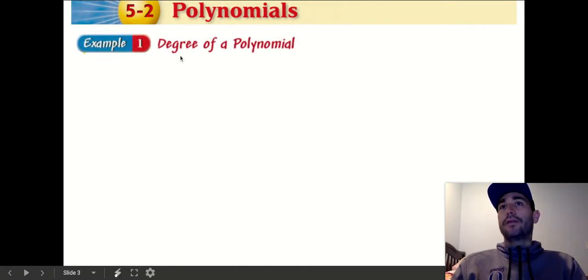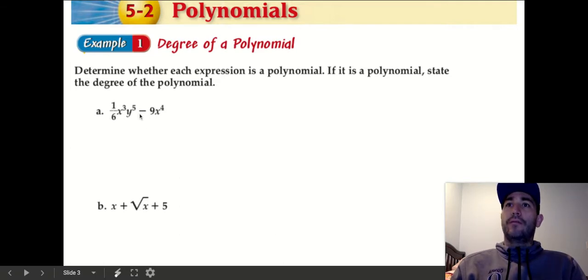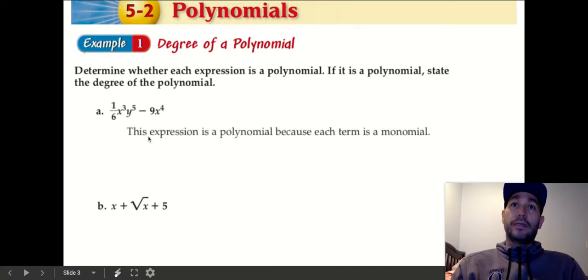So let's try to identify some degrees of a polynomial. It says determine whether each expression is a polynomial. If it is a polynomial, state the degree of the polynomial. Here we have 1/6 x cubed y to the 5th minus 9x to the 4th. First we have to determine if it's a polynomial. The expression is a polynomial because each term is a monomial. So this is a monomial and this is a monomial. It's just a difference of those two monomials, which is considered a polynomial.